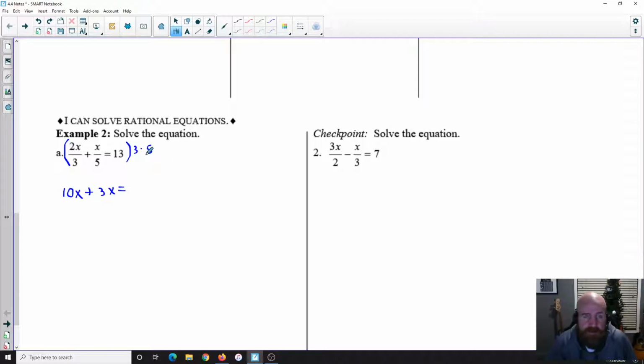So then if we multiply 13 times 15, we have 195. Let's see, 13. Yep. And then put these together. So we have 13x equals 195. So if we divide, that would be 15.